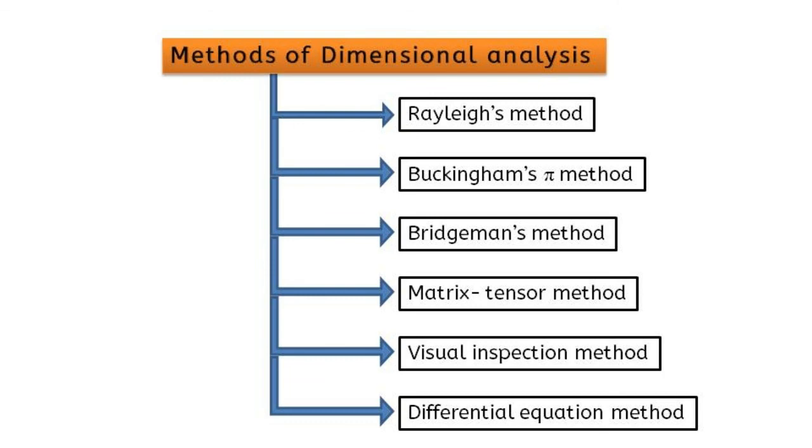The main difference between these two methods is, in Rayleigh's method, if number of variables exceeds 6, then getting the solution using manual calculation method becomes difficult as the complexity increases. In Buckingham's pi method, there is no such problem with the variables, but more the number of variables, more is the time required to solve the problem.